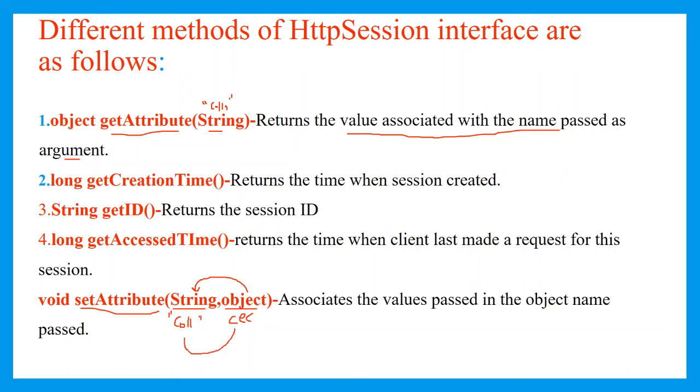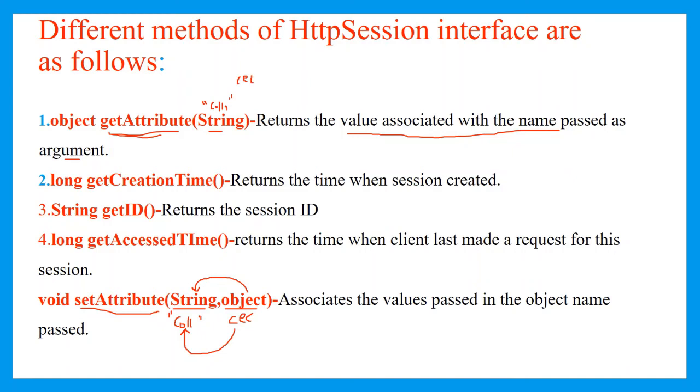Now I want to see the value assigned by setAttribute. For that we will make use of the getAttribute method. With the help of the getAttribute method, I am going to retrieve what value has been assigned. So for that we will use the object called call here. When I pass call as an argument to the getAttribute method, this method is going to return the value CEC, because this CEC value has been assigned through the setAttribute method. This is the use of the get and set attribute methods.